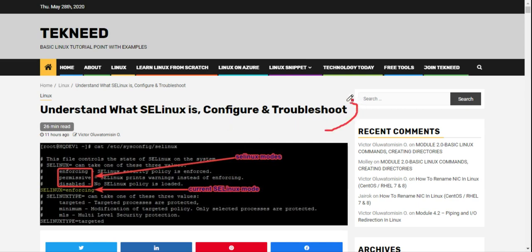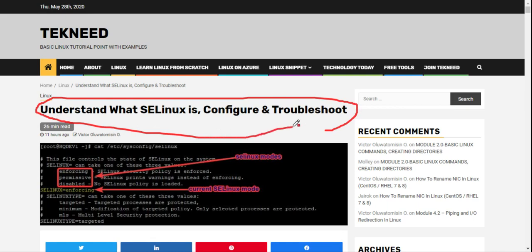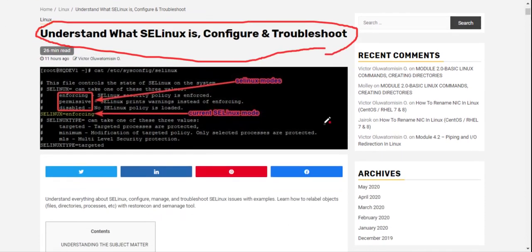Today I'll talk about SELinux and how to configure, manage and troubleshoot SELinux with examples. Alright, so SELinux means Security Enhanced Linux. It is an advanced security feature or utility in Linux. When you talk about SELinux, you cannot replace it with antivirus, firewall, permissions or ACLs on Linux. As the name implies, it is a security enhanced feature and not a replacement of other security features on Linux.